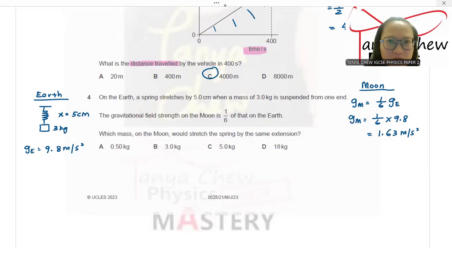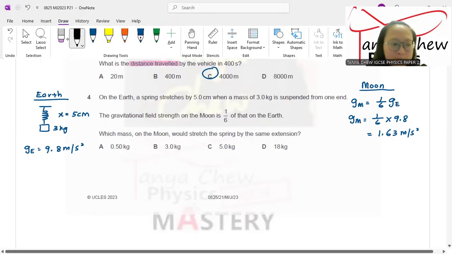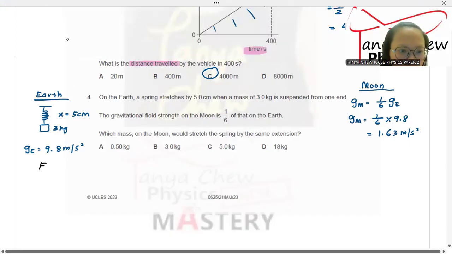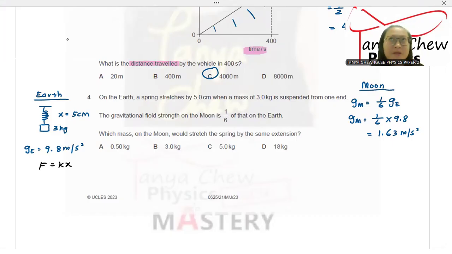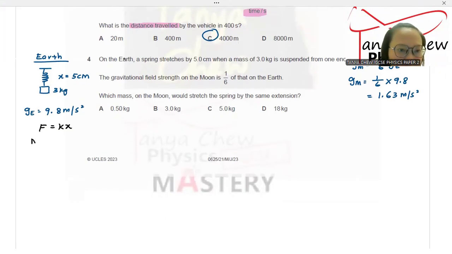Now I'm going to do it one by one. This is like a simultaneous equation that you need to solve here. I am going to use Hooke's law because this is related to a spring. F equals kx. This is Hooke's law. And the force is the gravitational force because the mass is pulling the spring downwards. So I'm going to write F is equal to mg, which is equal to kx.